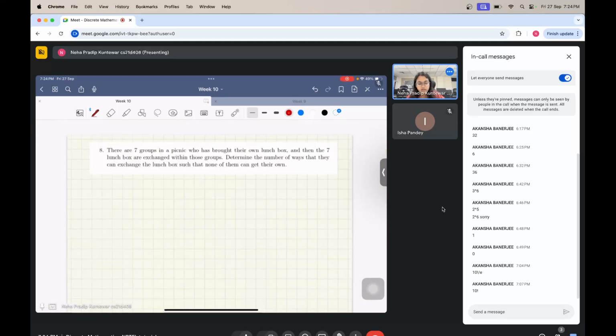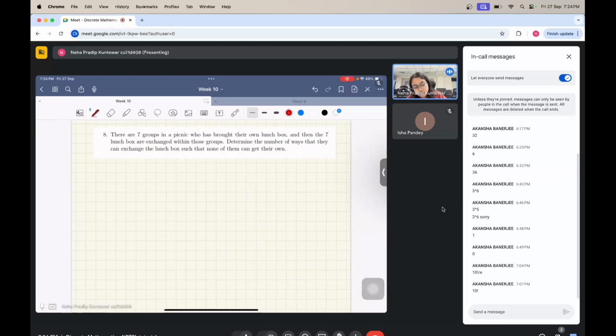So the next question is that you have a group of people who have come to a picnic. So there are 7 groups, and they've brought their own lunchbox. So there are 7 lunch boxes. They've just collected all of their boxes at some place, and while coming back, the lunch boxes got randomly distributed to them. So what we want to find out is what is the total number of ways in which the lunch boxes can be exchanged amongst them, so that none of them get their own box.